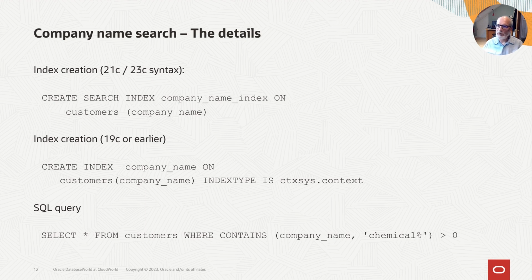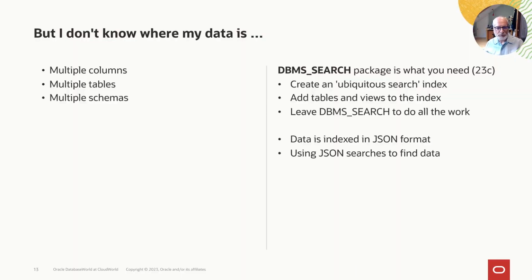So that's it. That's really straightforward to create an index. There's some customization options that you could add in there with a parameters clause, but we won't go into those at this stage. Now, okay, that's great if you just want to search a single column, but maybe you don't know exactly where the data is. Perhaps you want to search across multiple columns, maybe even multiple tables or multiple schemas. And that's where this special package DBMS search comes in. This is new in 23C.